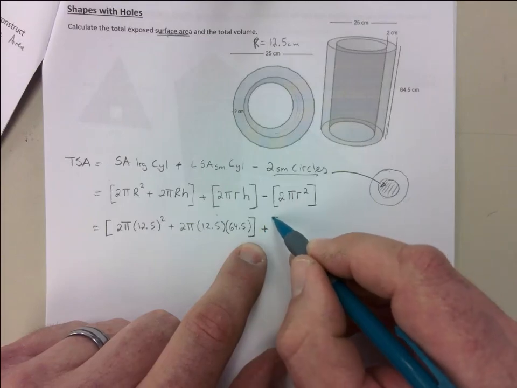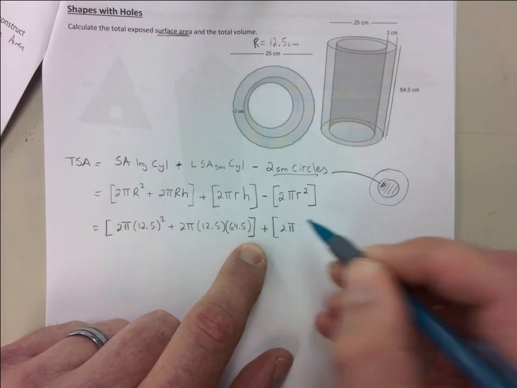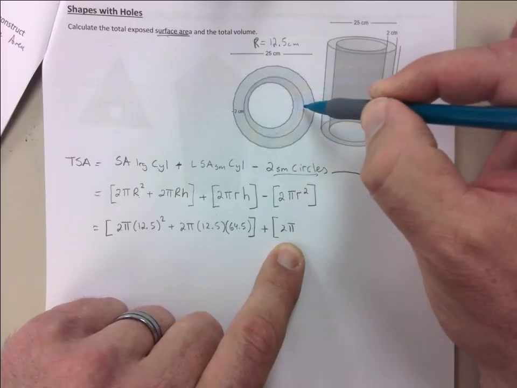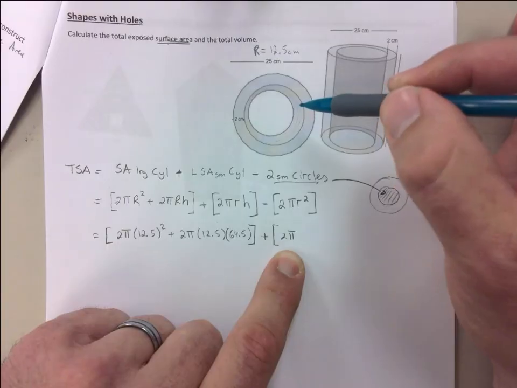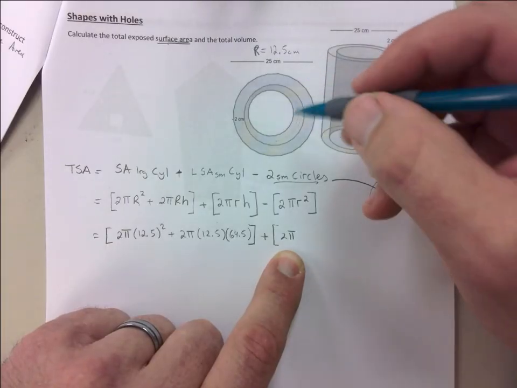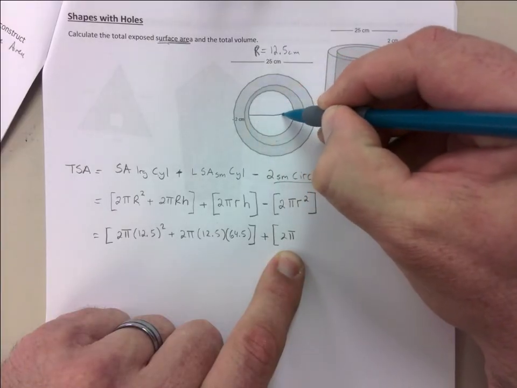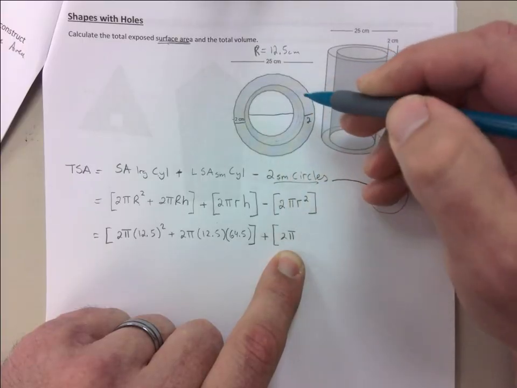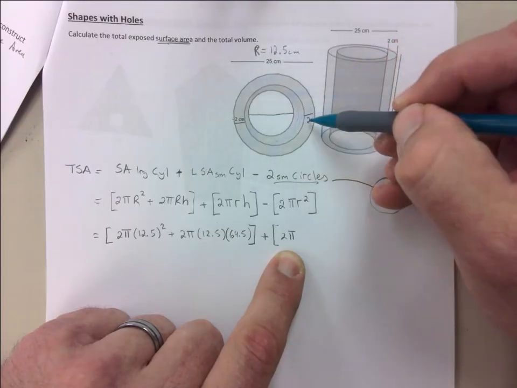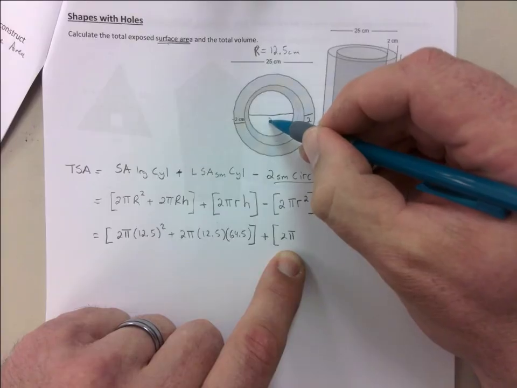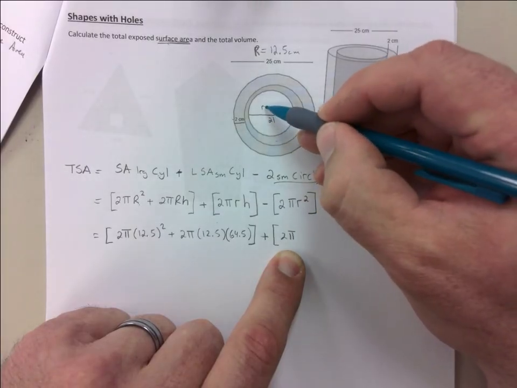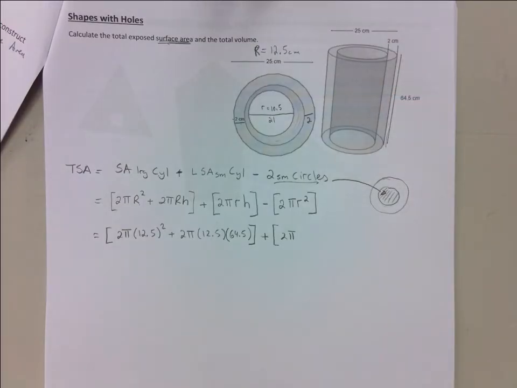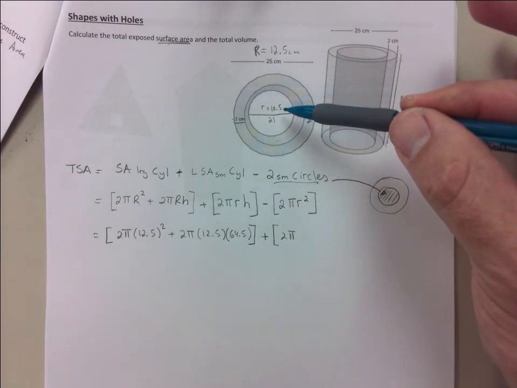Plus 2 pi, what is the radius of the small cylinder here? 10.5? Okay, I will do this though, okay? If this is 2 here, this is 2 as well, correct? So we're going to go 25 minus 4. We're at 21. Half of 21 is 10.5. So a lot of stuff going on.